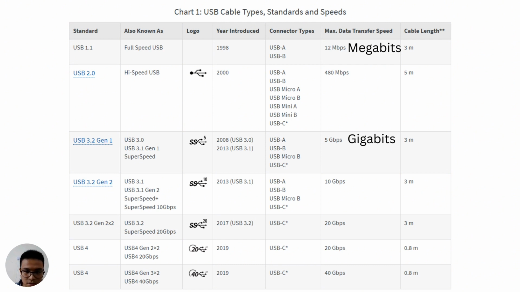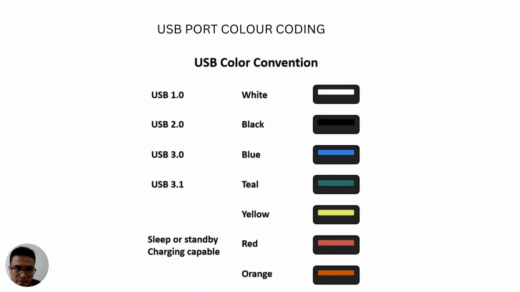So, next one, the USB port has different color coding. For USB 1.0, the port is white, and for USB 2.0, the port is black. USB 3.1 is blue. USB 3.1 is teal, and the port is yellow, red, and orange. It is for sleep or standby charging capable.